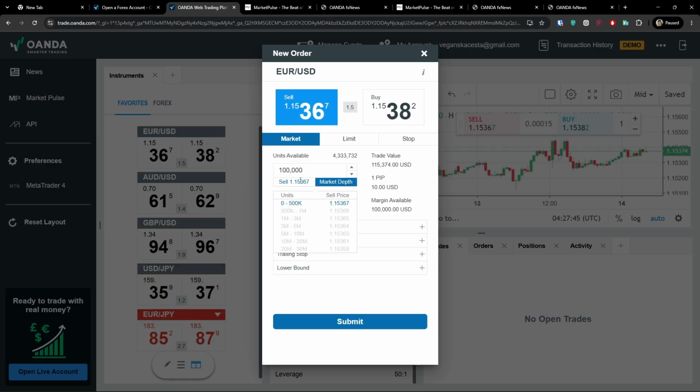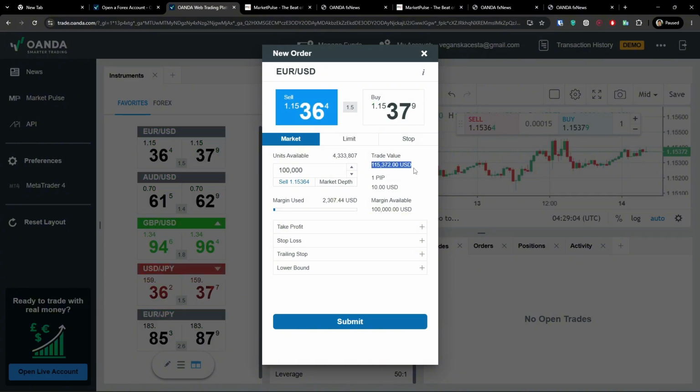So that's for that. Then for the stop, you're going to wait for a worse price. So you're going to buy above the market or sell below it. This is for breakouts where you want confirmation before entering. Now, when we go further, you're going to have units available. Here 1 unit means 1 euro of EUR/USD. So when I go to 100,000 units, that means the trade value is 115,000 USD, and 1 pip is 10 USD here.